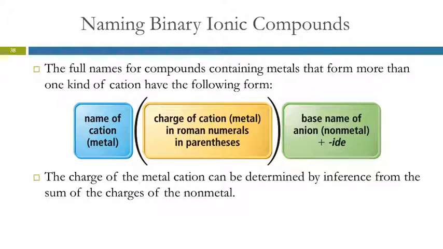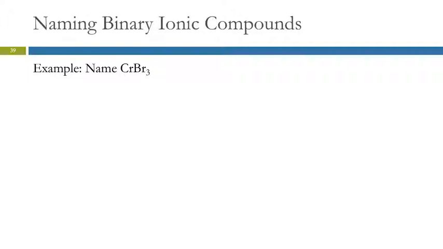What if the element, the metal, is not in groups 1A, 2A, 3A, zinc, or silver? Then we need to put the charge of that metal ion in Roman numerals in parentheses right after the name. There's not a space between the name and the Roman numerals. There is a space over here. They didn't show it, but it's supposed to be there. How do we figure that charge out? Well, we have to look at the relative numbers of cations and anions and the charge on the anion and figure it out. So let's name this one, CrBr3.